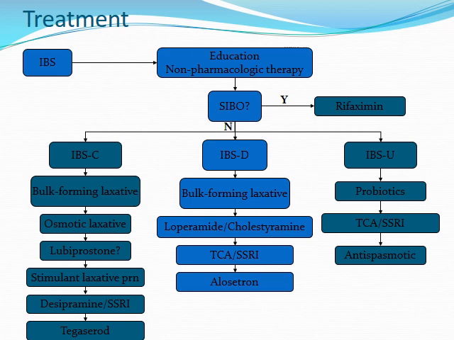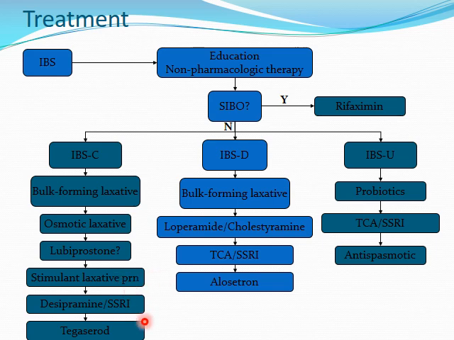So looking at the different treatment options here. If you have a diagnosis of IBS, start with education, look at non-pharmacologic therapy, and then look at your subtype of IBS. So if it's bacterial overgrowth, rifaximin is going to be your go-to drug. If it's IBS with constipation, bulk forming laxatives should be your first go-to. Then consider osmotic laxatives, and if they're still not responding to that, then something like lubiprostone could be considered.